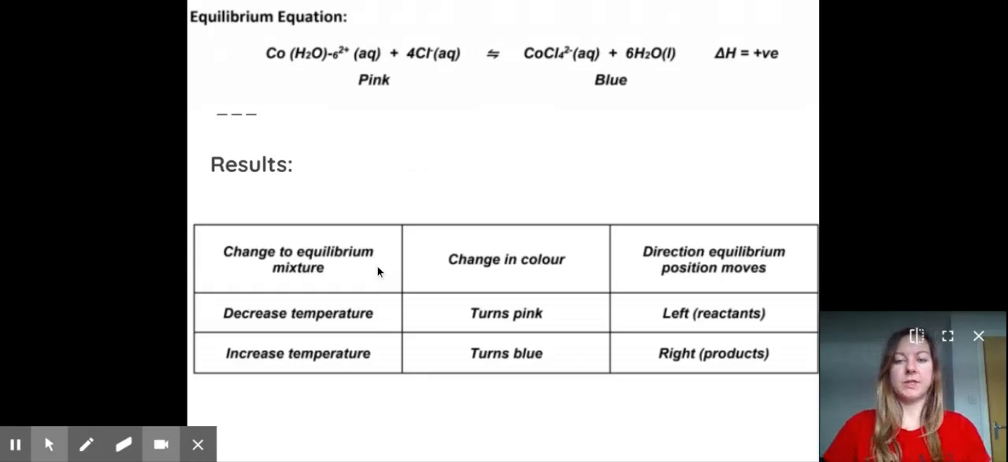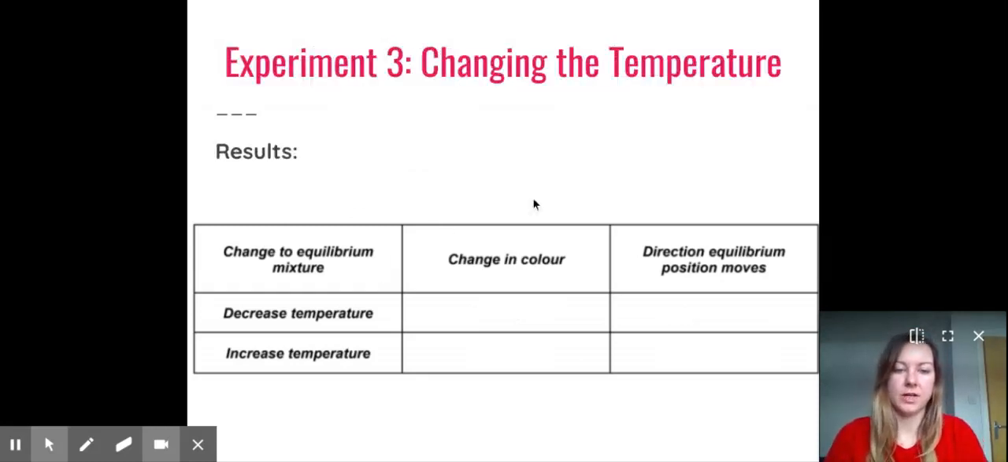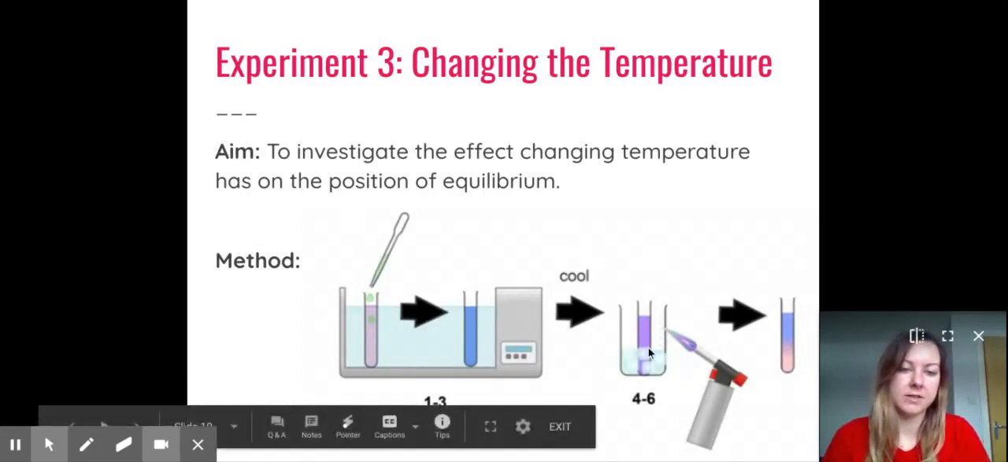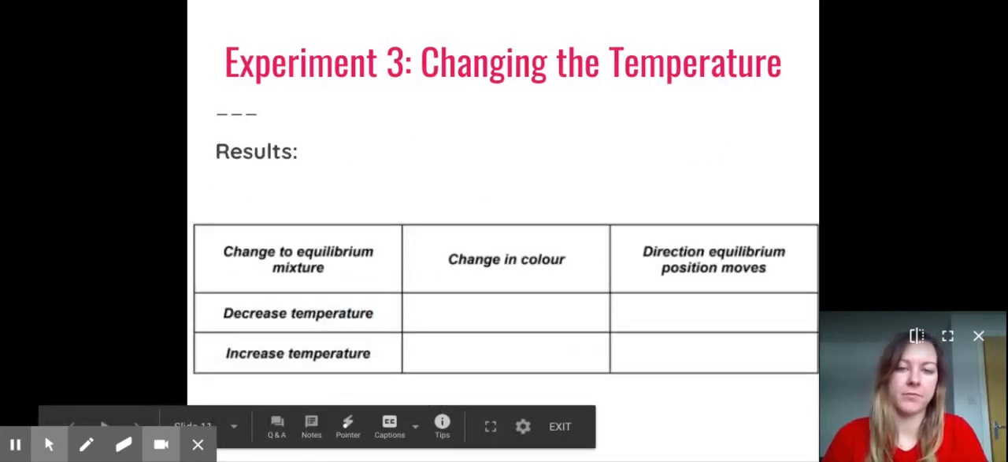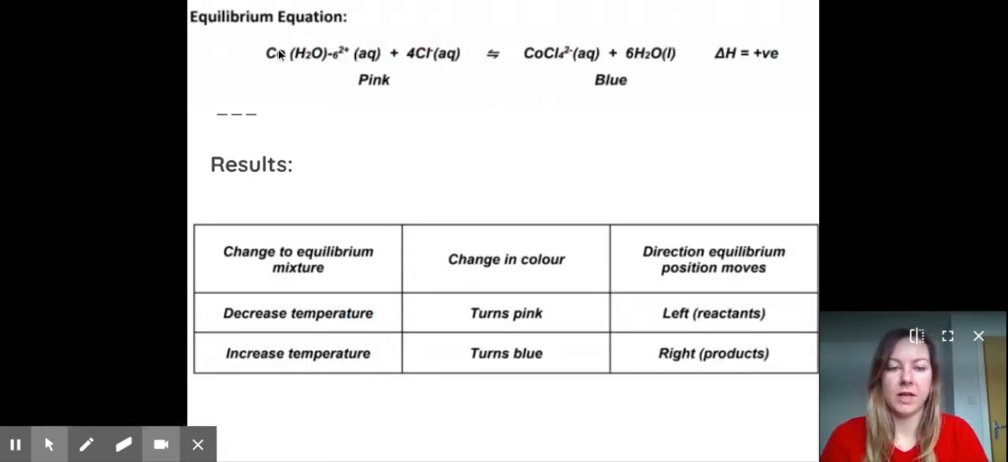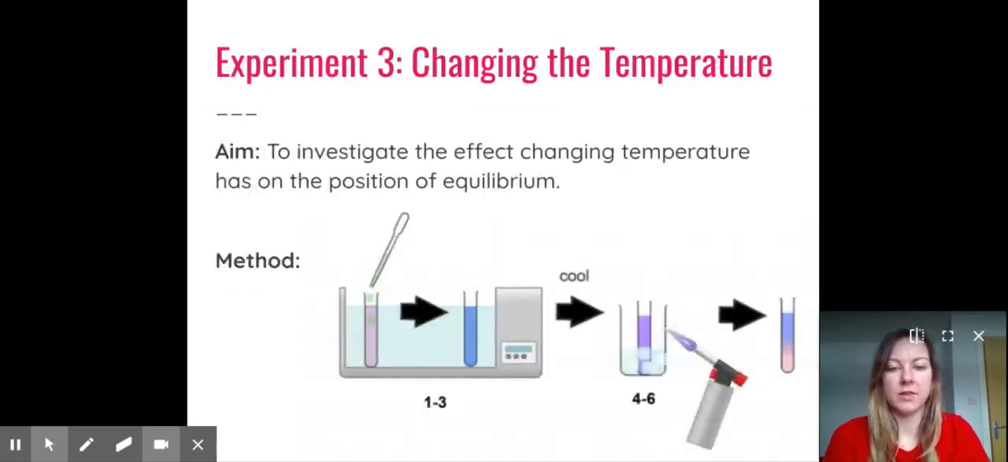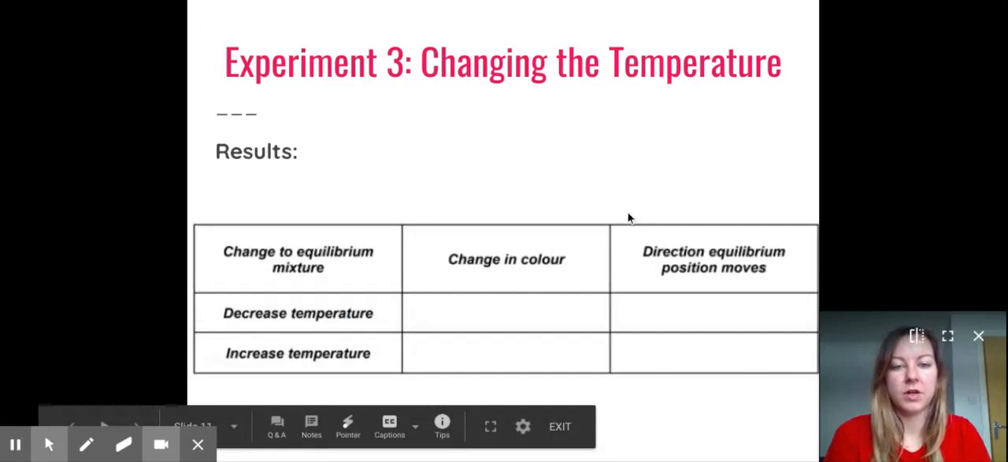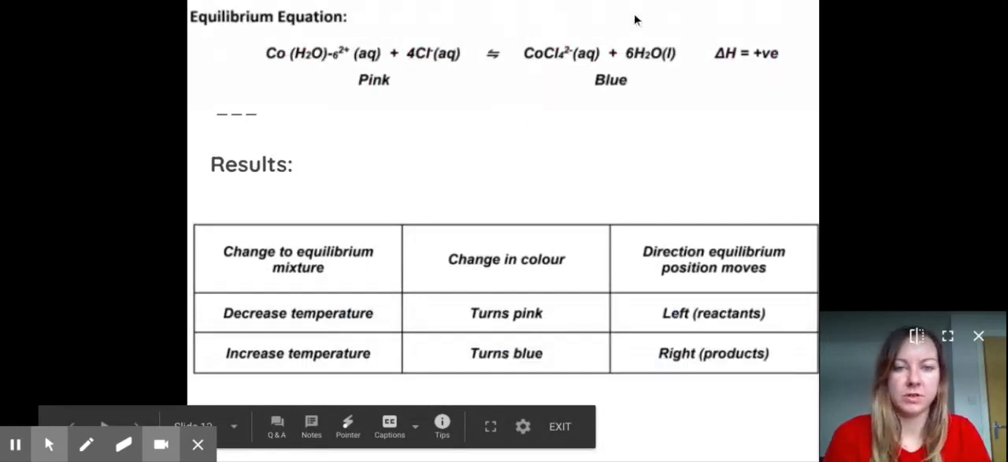So what happens when we decrease the temperature then? If we have a look at our diagram, when we decreased the temperature, and this was adding the ice to the bottom of the test tube, it went pink. So turning pink is going to be moving the equilibrium towards the reactants. As we can see, this is a pink colour here. And increasing the temperature, so heating that up with a Bunsen burner at the top, will end up being a blue colour. So blue colour is moving towards the product side.